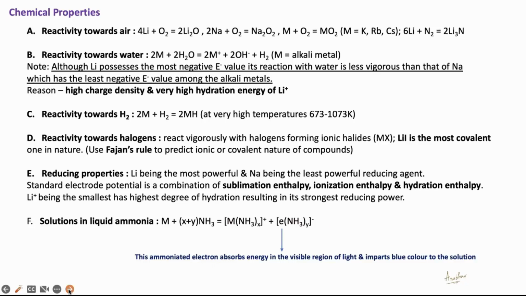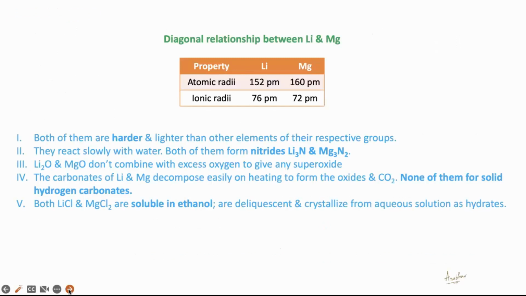Now in the next slide, I will discuss the diagonal relationship between lithium and magnesium in detail. In the first slide I have already mentioned it, and in the later slide I will discuss this. You can see the atomic radius of lithium is 152 picometer, which is comparable with that of magnesium, 160 picometers. The ionic radius of lithium is 76 picometer, and in the case of magnesium it is 72 picometer. So the atomic and ionic radii of lithium and magnesium are very much comparable to one another.